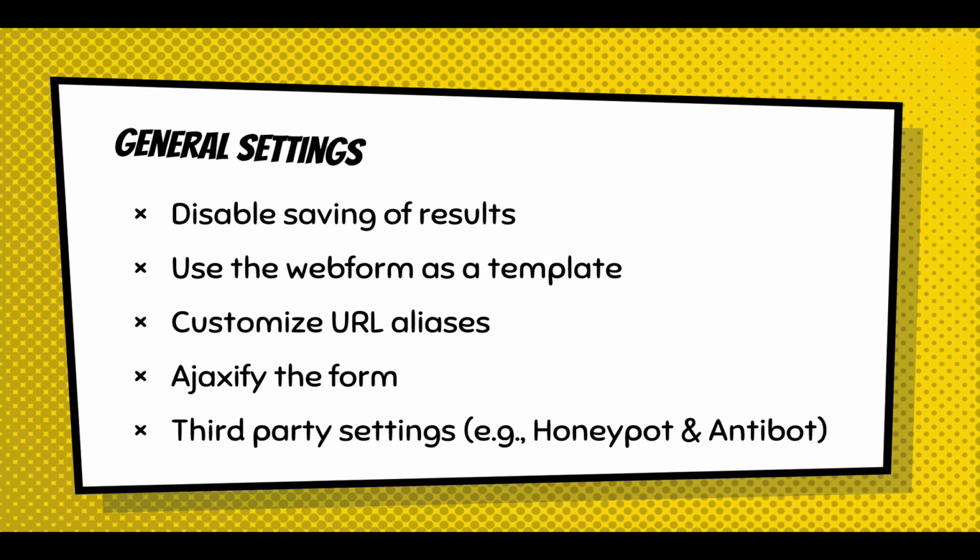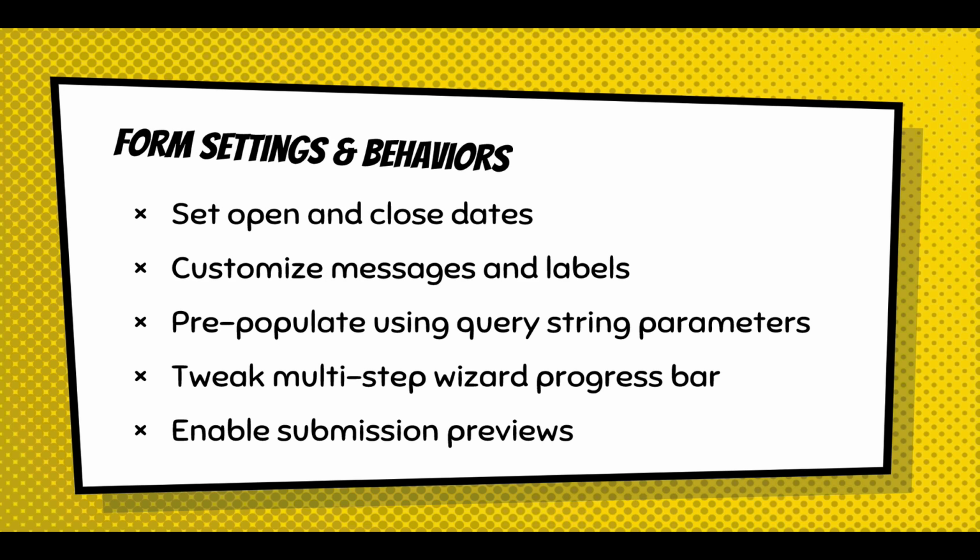And this is a quick overview, where in general settings you can disable the saving of results and have no data go to Drupal. In general settings you can convert a web form to a template, customize the URLs, turn on Ajax, and third-party settings generally go into the general settings tab. So if you want to do spam protection like honeypot or antibot, you'll get your third-party settings there. And form behaviors, this is where you can control when the form is open or closed. Every message is customizable. You can configure it to pre-populate based on query string parameters.